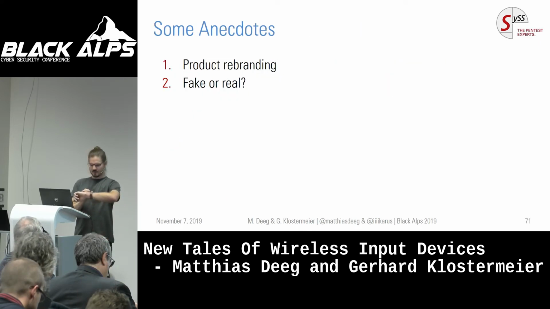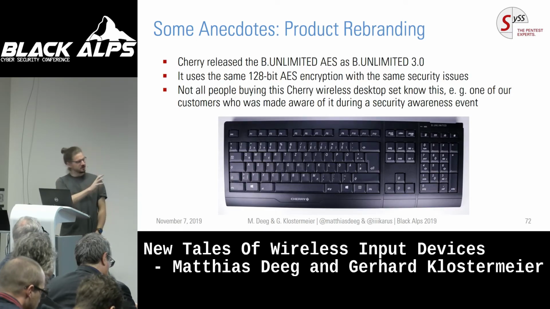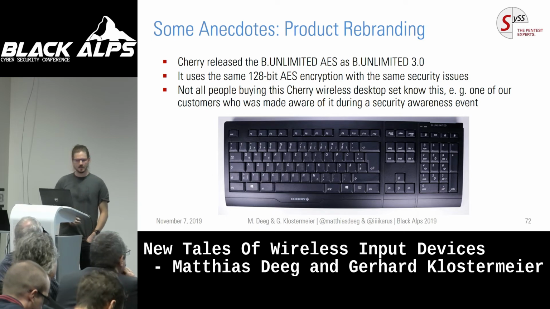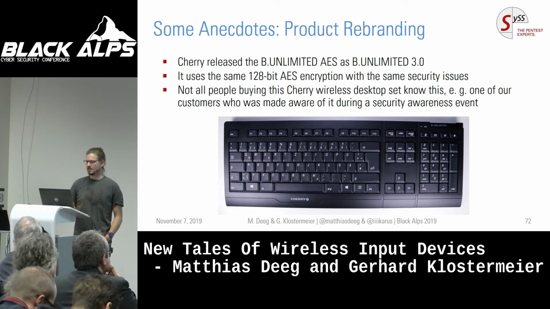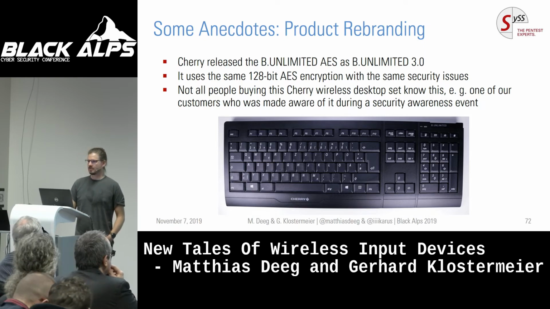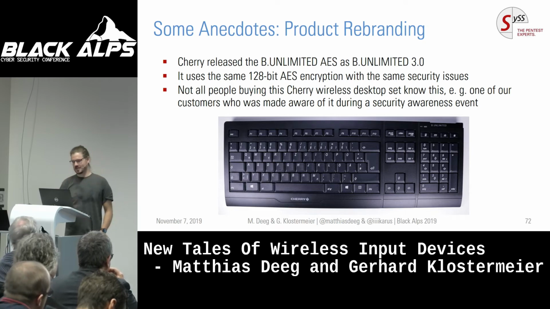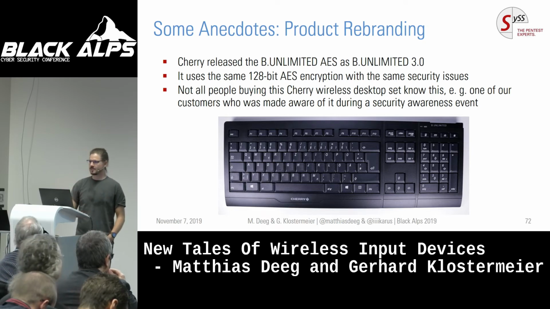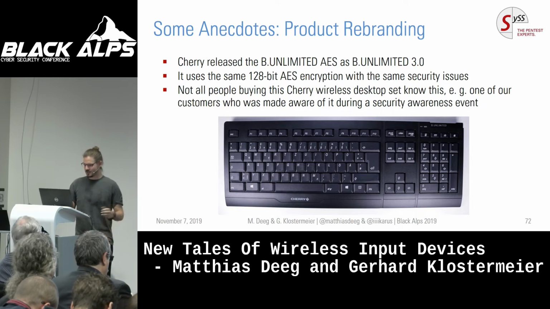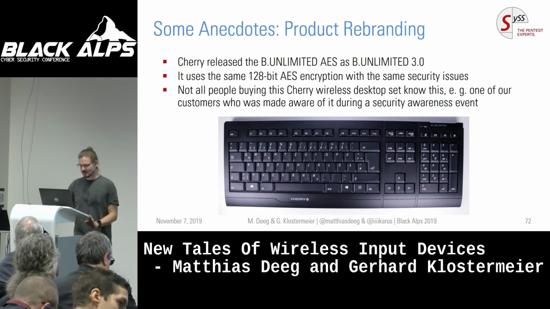And now just some short anecdotes, funny because the AES encrypted keyboard by Cherry, we had a closer look at in 2016. You can no longer buy it as B.Unlimited AES, but they built a new one. It's the B.Unlimited 3.0, really new and shiny, but it still has the same cryptographic weakness we found in 2016. So they fixed the security issue just by rebranding it. Before, it said this is a secure keyboard. Now when you buy it, there's no more "secure" printed on the keyboard, and for a keyboard without "secure" printed on it, well, there is no security issue if the keyboard wasn't secure in the first place.